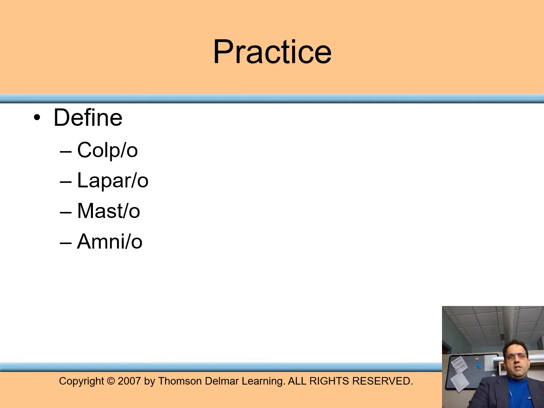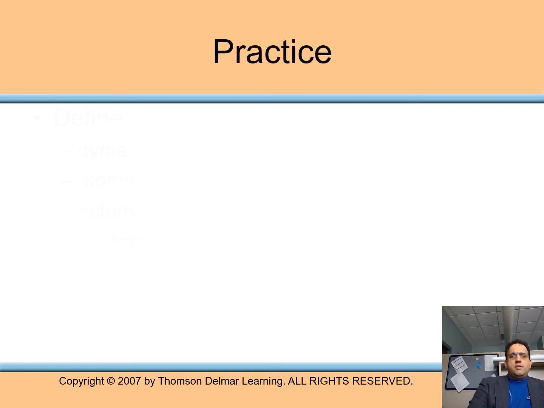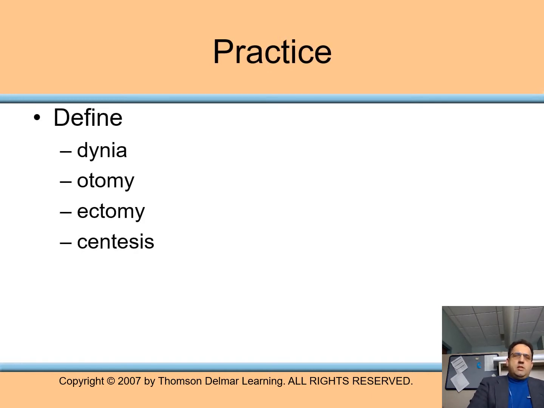So what does colpo mean again? That means vagina. Laparo means abdominal wall. Masto means breast. Amnio means amniotic sac or fluid. Dynia means pain. Otomy means incision. Ectomy means excision. And centesis means surgical puncture.